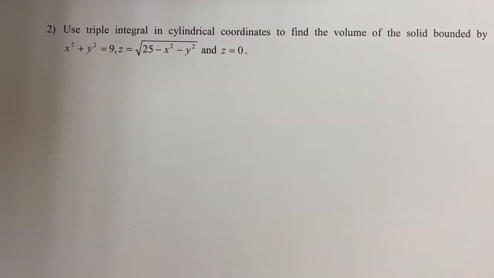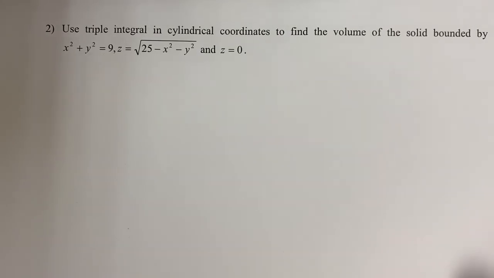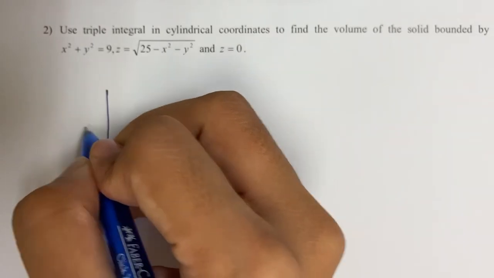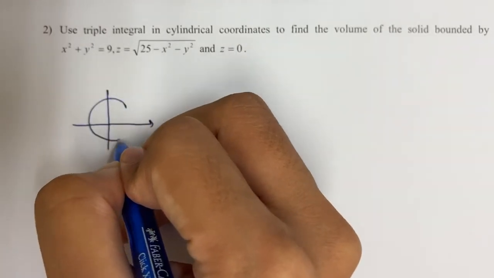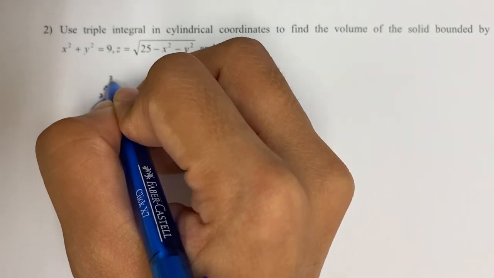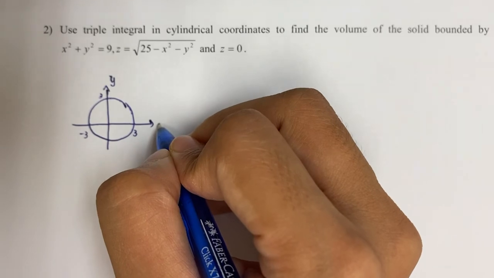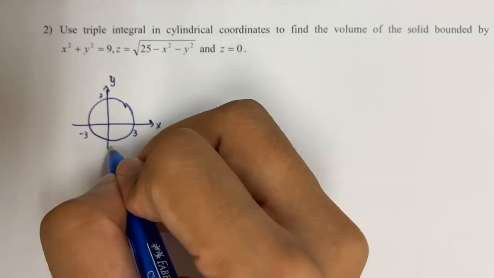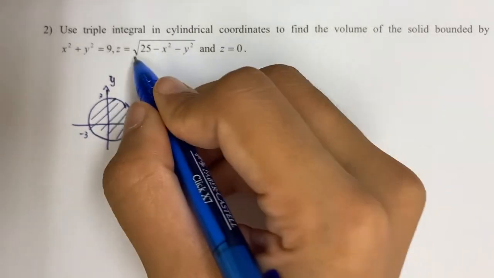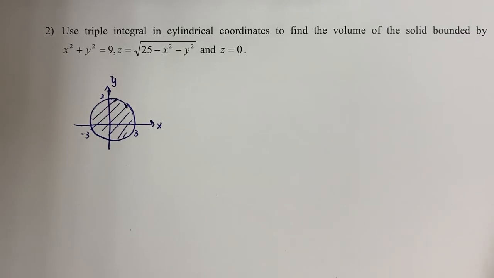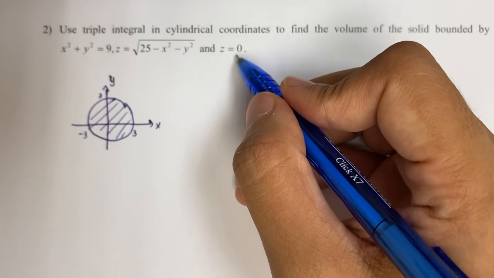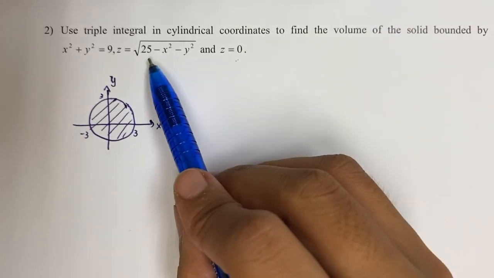Now for the second example, use a triple integral in cylindrical coordinates to find the volume of the solid bounded by x squared plus y squared equal to 9. That means you have a circle with radius 3 on the xy plane. Then given z equal to the square root of 25 minus x squared minus y squared, and z equal to 0. So basically this is the lower limit of z and the upper limit of z.